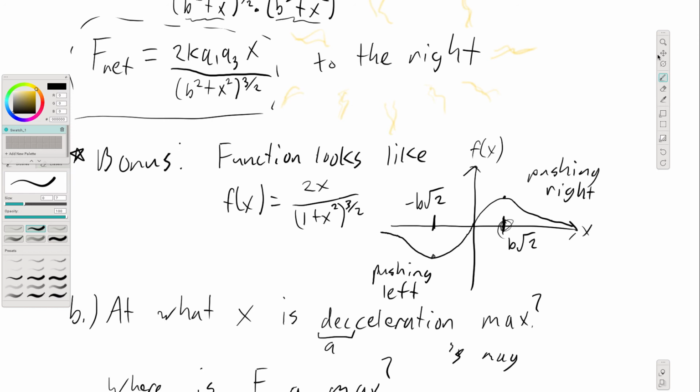Like, granted, we've already answered the question. This is the max acceleration. But there's so much more. We say, well, what if b changes? If b gets bigger, then this point gets pushed further out. And if b gets smaller, it gets pushed further in.